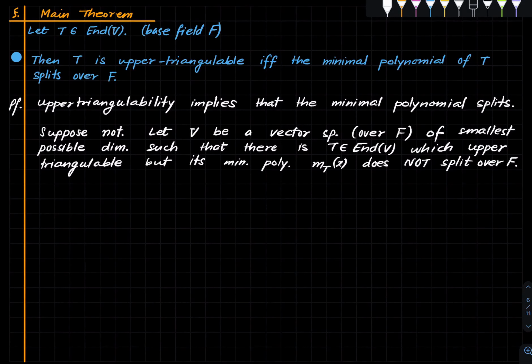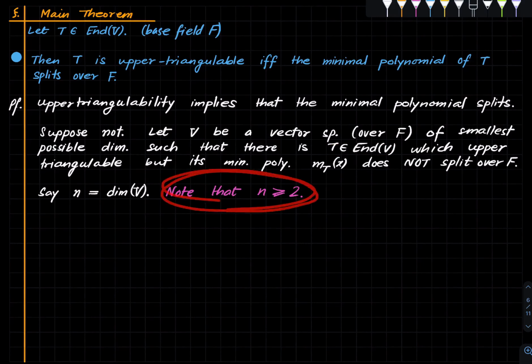Fine. So let's say n is the dimension of V, and note that n is at least 2. So why is n at least 2? Because if n were equal to 1, we would have a one-dimensional vector space and an endomorphism over it. So then you can easily show that the minimal polynomial of T splits, because the minimal polynomial of T is going to be a degree 1 polynomial. And that's it. So I leave for you to figure this out, why the dimension is at least 2.